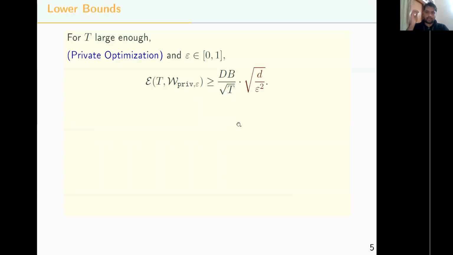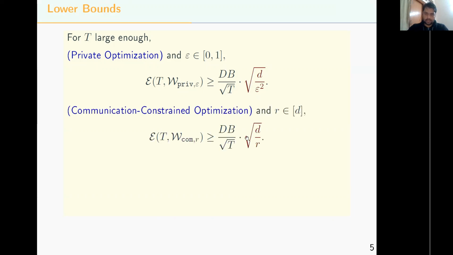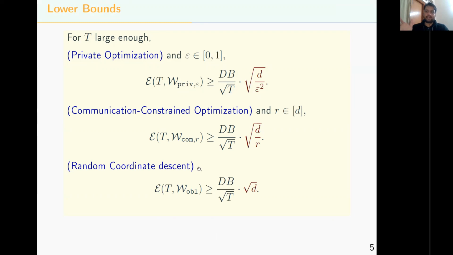Under a privacy constraint, you have a blow up by a factor of square root D by epsilon square. Under communication constraint, you have a blow up of a factor of square root D by R. And under random coordinate descent constraints, or maybe you can think of them as a very stringent computational constraint, you have a blow up of a factor of square root D.